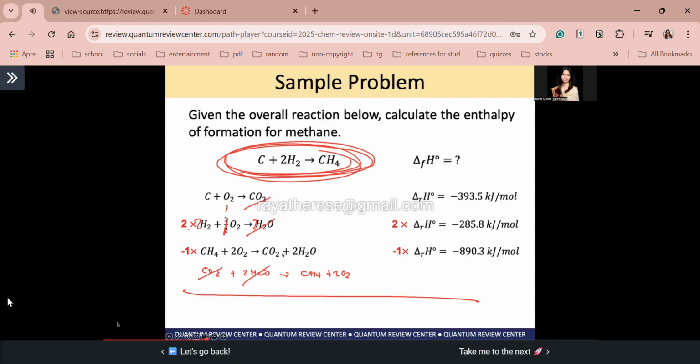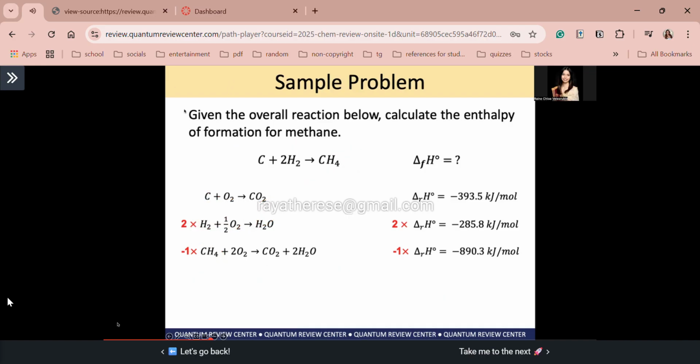Next, for O2, okay? So you have 1O2 plus 1O2 in your reactant side. Therefore, you have a total of 2O2 in your reactant side. And you have 2O2 in your product side. So maka-cancel nyo lang yan. Which gives us the overall reaction, C plus 2H2 forms CH4. Okay? I hope it's clear, guys.